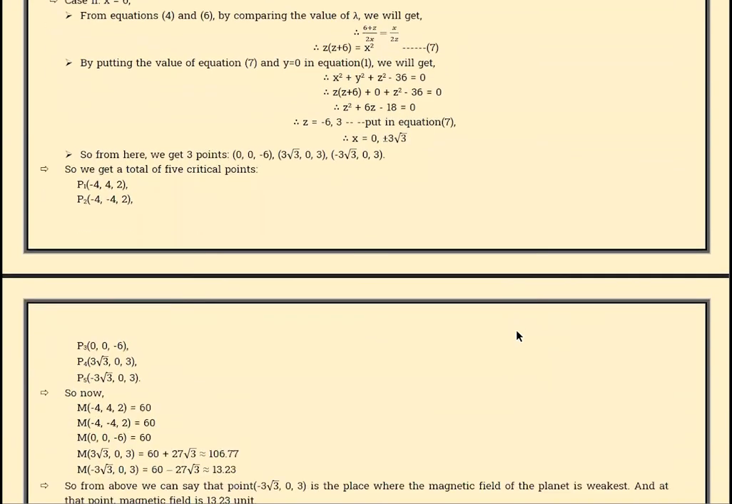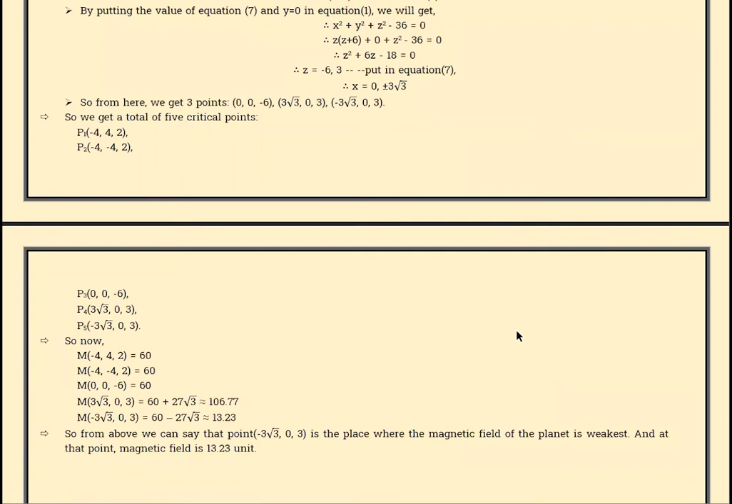So from above, we have a total of 5 critical points. And put all the points in the equation of magnetic field, we will get different values. But at the point (-3√3, 0, 3), we will get the minimum magnetic field. So we can say that the point (-3√3, 0, 3) is the place where we have to place the radio telescope, and the value of the magnetic field at that point is 30.23 units. Thank you.